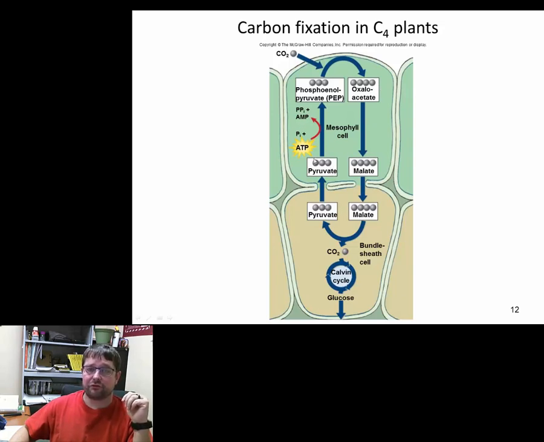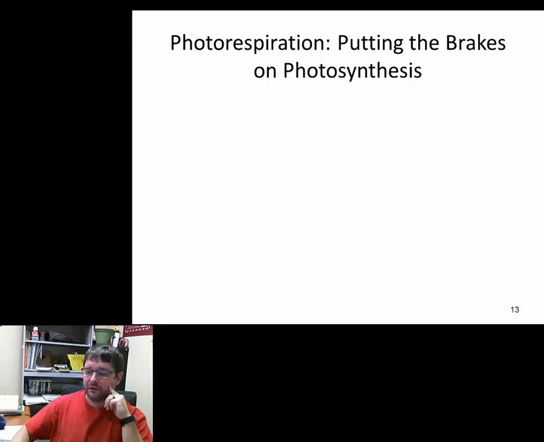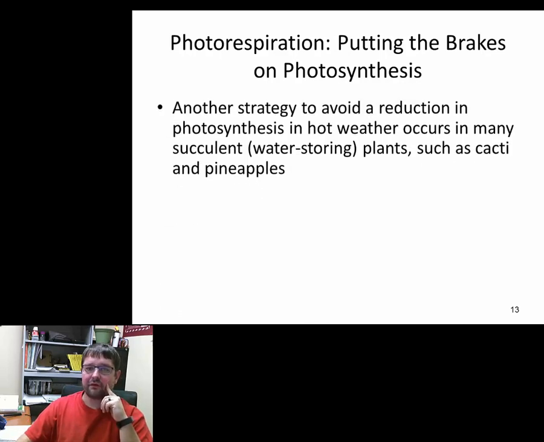Now it takes a little more energy for this to occur. So C4 plants, they still are expending energy down here in the Calvin cycle, but they're also expending energy in order to fix carbon to some of these intermediate molecules. But they can get away with doing this because now they can conserve water in desert regions, which is highly, highly evolutionarily efficient.